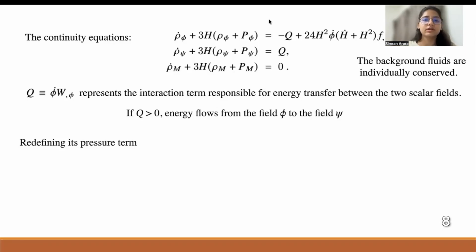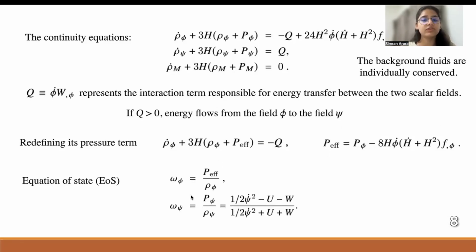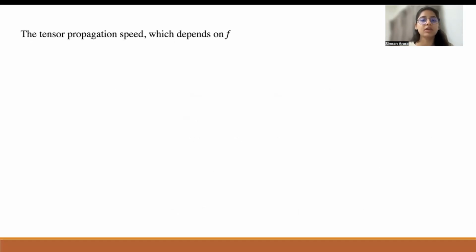So we can just reframe these equations. We can rewrite these equations in a certain form, which can give an effective pressure. So the effective pressure is given by this particular expression, and we can define the equation of state corresponding to these two fields. So we can study this equation of state parameter and how it behaves in this cosmological system, right? We can also define the total equation of state of the whole system, which is given by -1 - 2 over 3 H dot over H squared, which is as usual what we study.